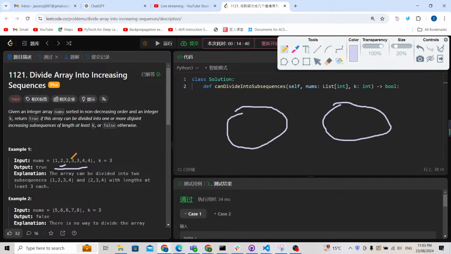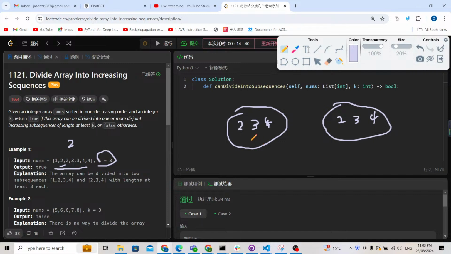But for us, I think two parts is okay, because we need to make the length of each part greater than or equal to k. So the greedy idea is that we're going to split it into two parts, and this 2 is the maximum frequency. So we're going to put 2 here, another 2 here, and 3, we also have two values, 3 here and 3 here. And because the frequency of 4 is 2, we can put 4 here, and another 4 here.